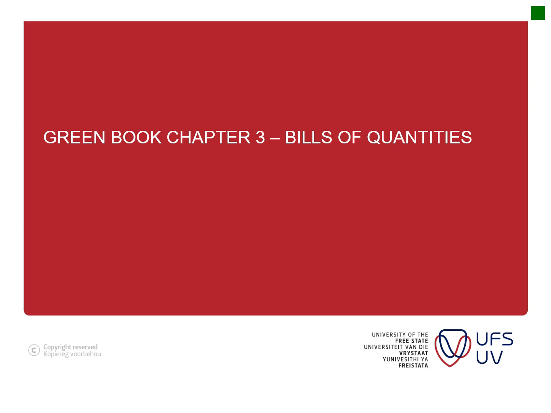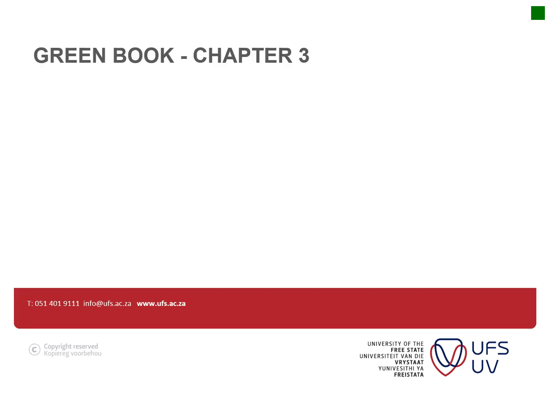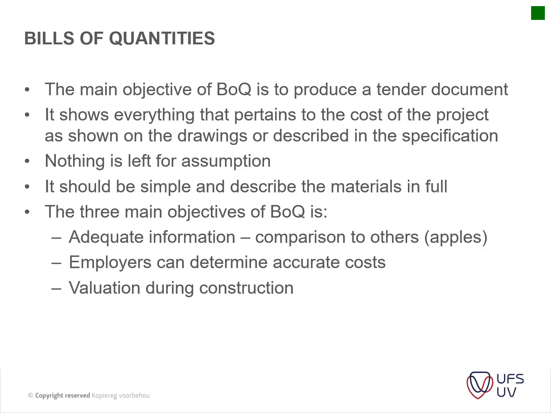It starts on page 13 of your green book, so you can open there if you want to. And then basically it starts with the explanation of what bills of quantities are. And okay, I've touched on that already in the past. So the main objective of the bills of quantities is to produce a tender document.